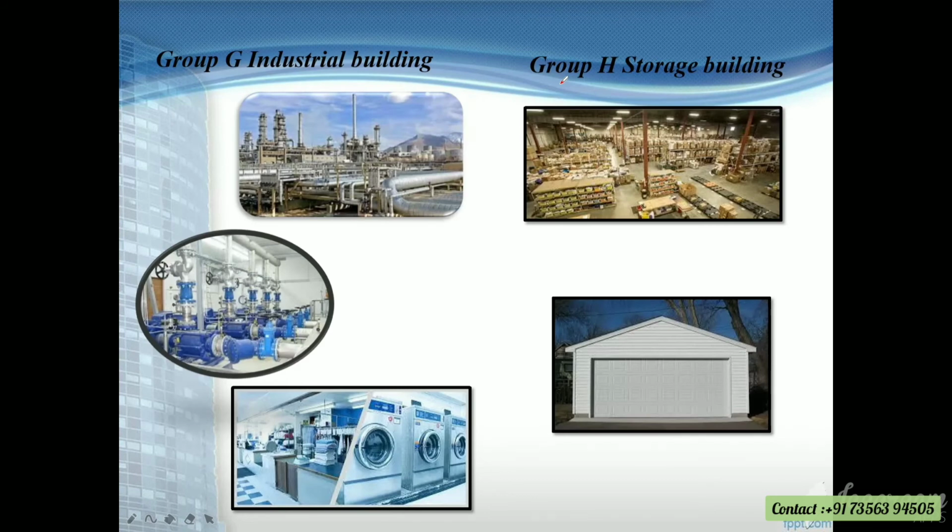Then group G, industrial building. Whenever there is production of an equipment or its maintenance, assembly, anything related to production happening in a building, so buildings which deal with products or materials of all kinds of fabrication, assembly, manufacturing or processing will come under industrial building. Then group H, storage building.